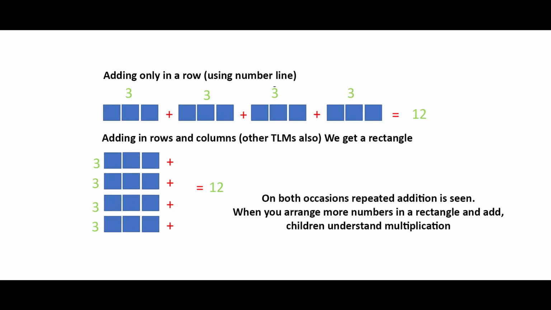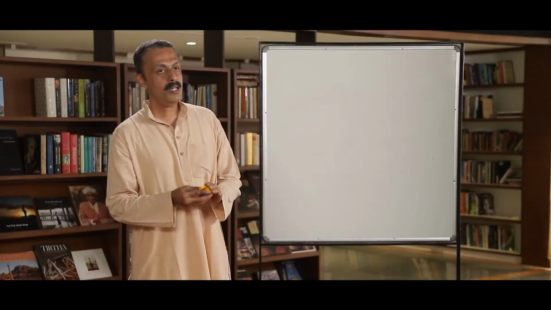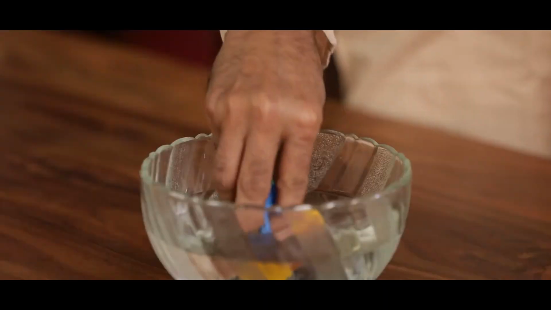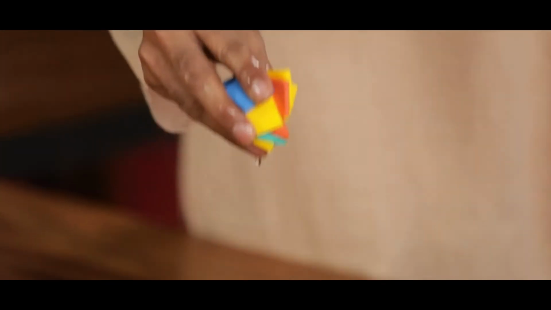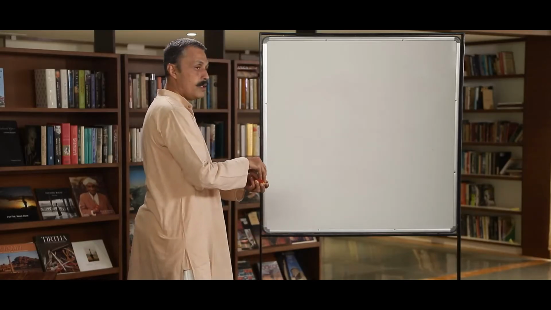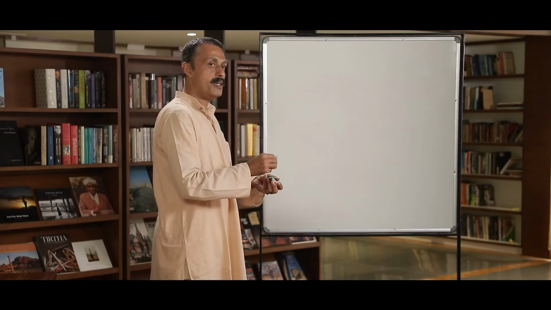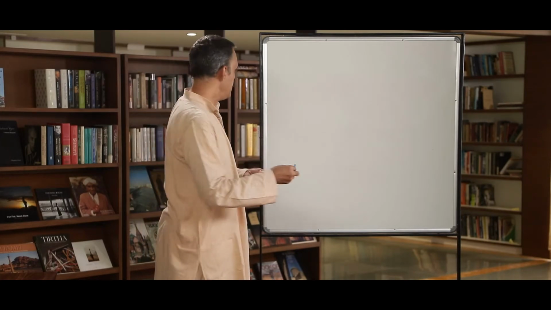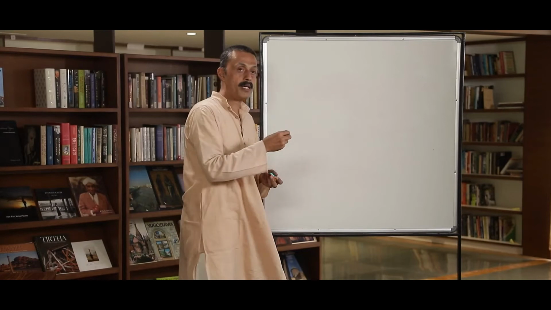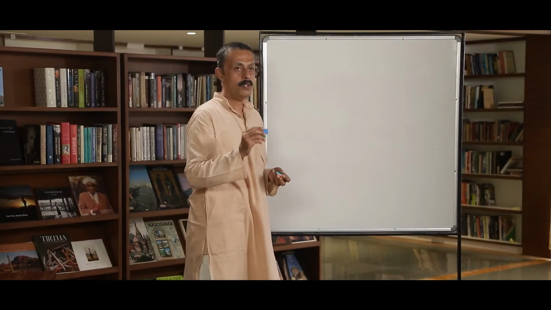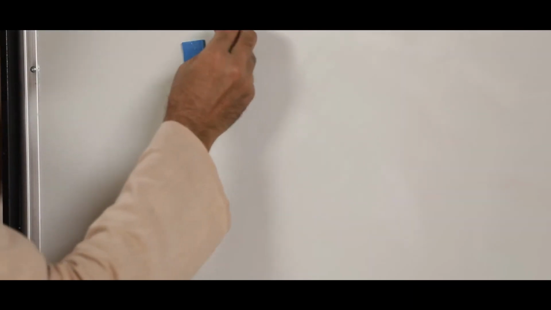Now let us see how we can do multiplication using the square counters. These square counters can be dipped in water and then we can stick it on the board. It will stay for about 2 hours if the fan is not on. Now, what we are going to do is 3 multiplied by 4. So, I will stick 3 square counters 4 times.